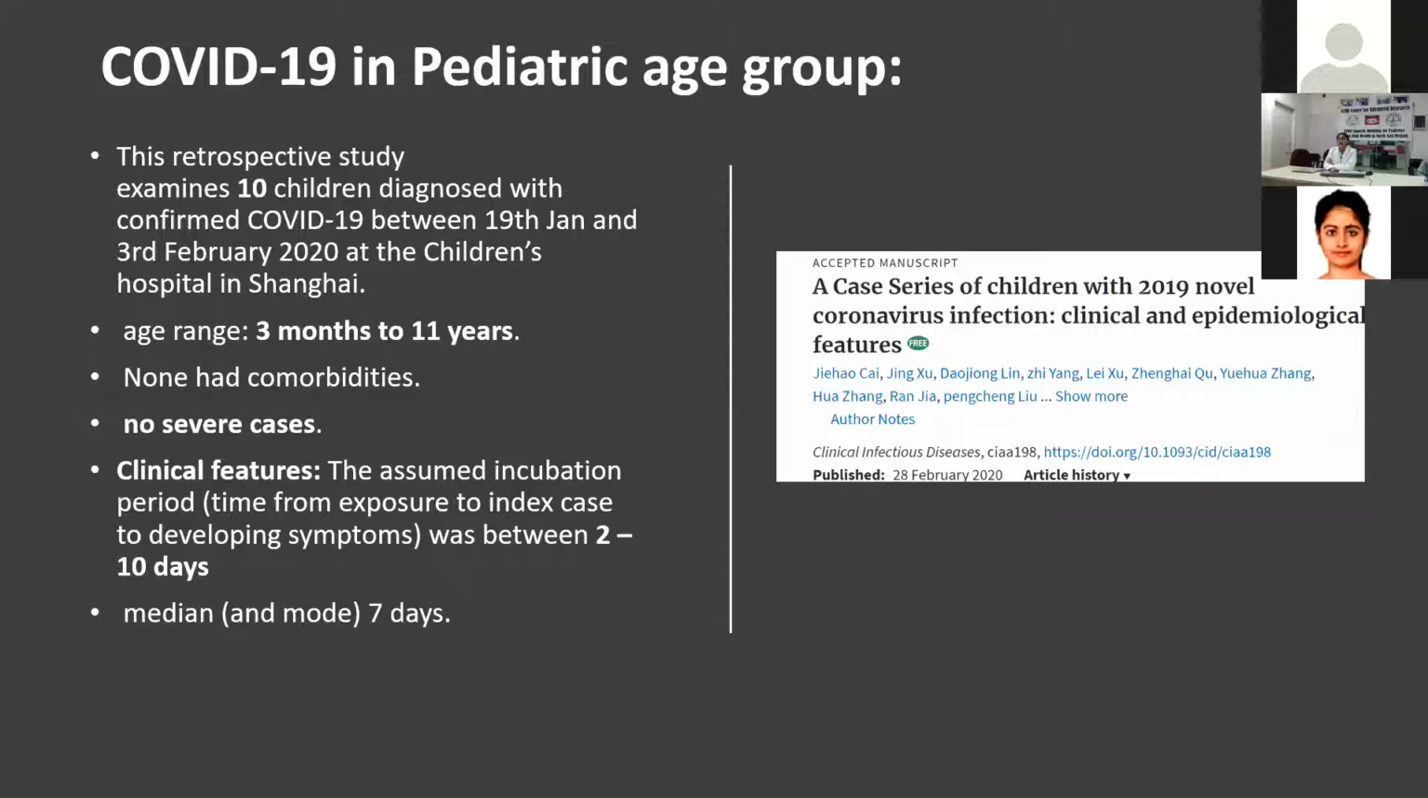I have a study, this was published in the Oxford Journal about COVID-19 in the pediatric age group. This is a retrospective study that examines 10 children diagnosed with confirmed COVID-19 between 19th January and 13th February 2020 at the Children's Hospital, Shanghai. The age range was 3 months to 11 years. None had comorbidities and there were no severe cases.